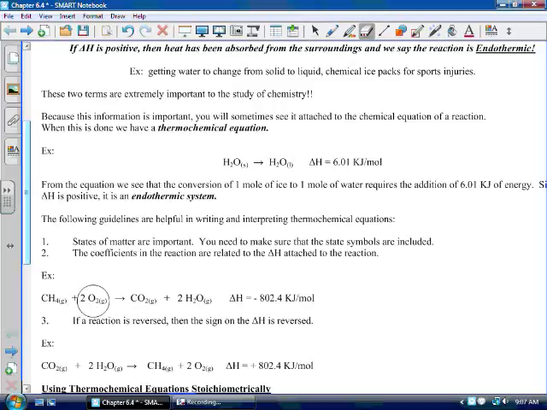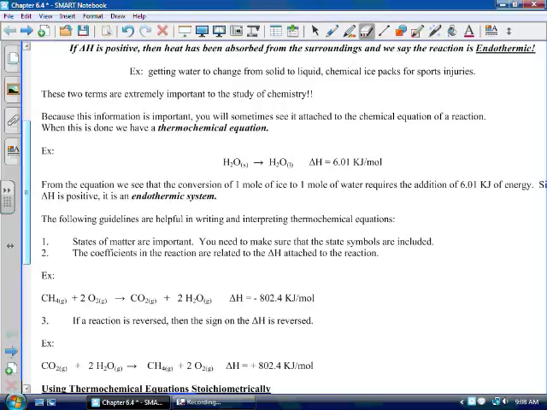Every 2 moles of O2 is going to generate that much energy. Every 1 mole of methane is going to generate that much energy. So they are stoichiometrically related. We can use those as a ratio to figure out some stoichiometry and some energy, and we'll see that again in a second.